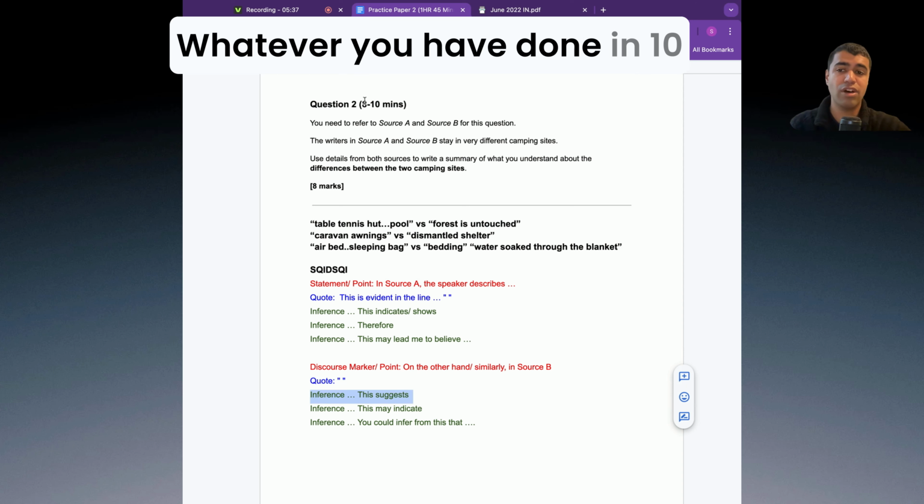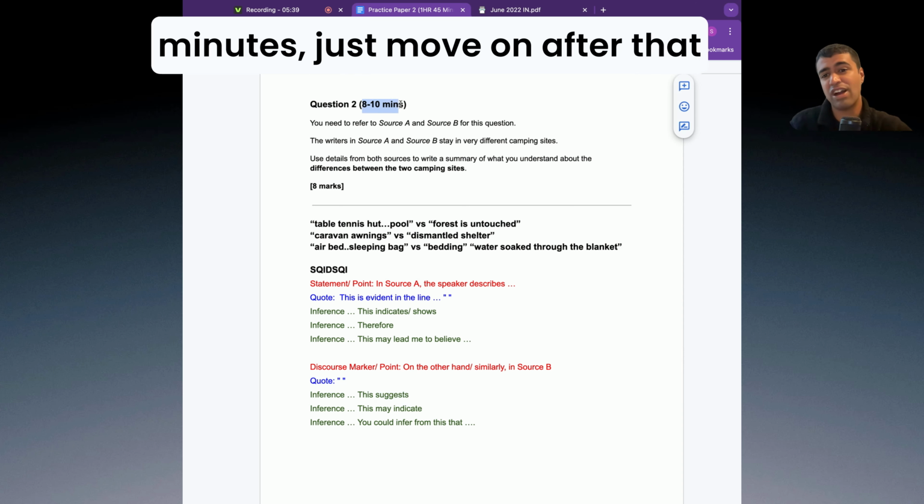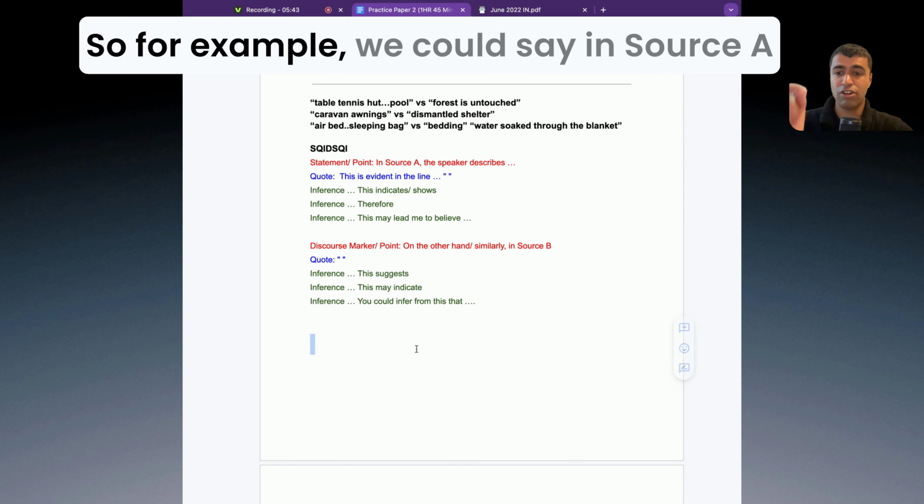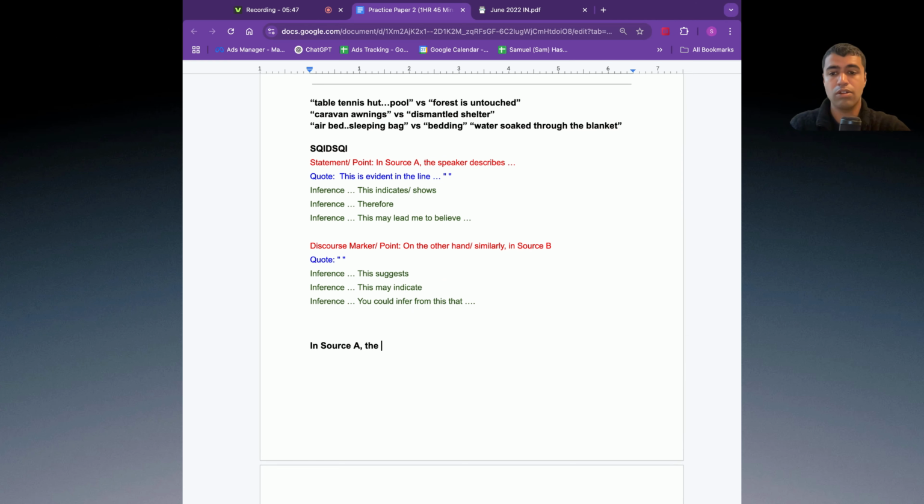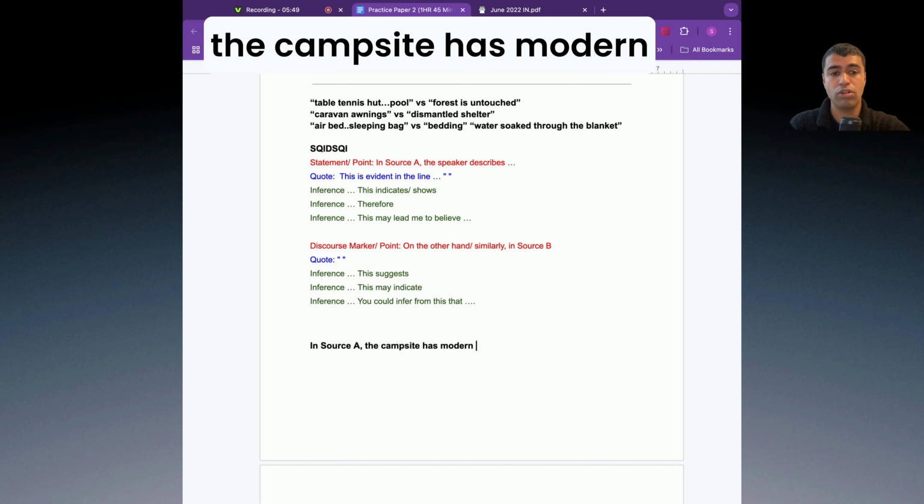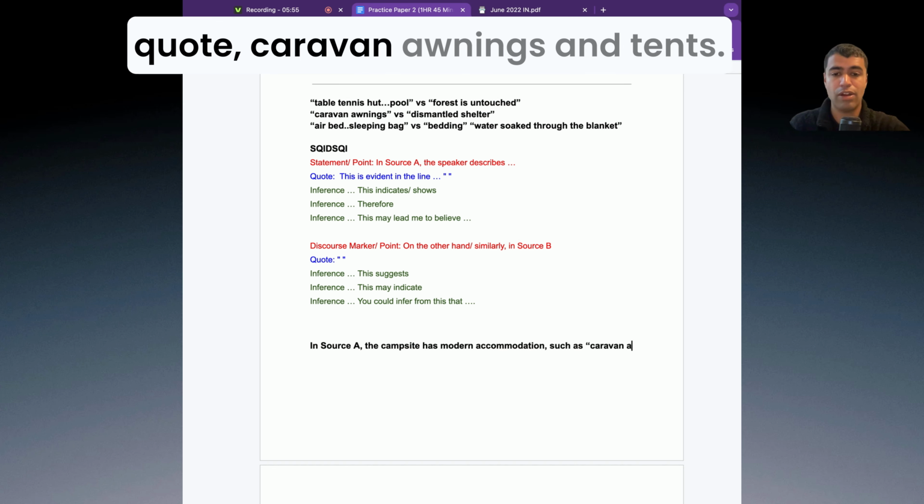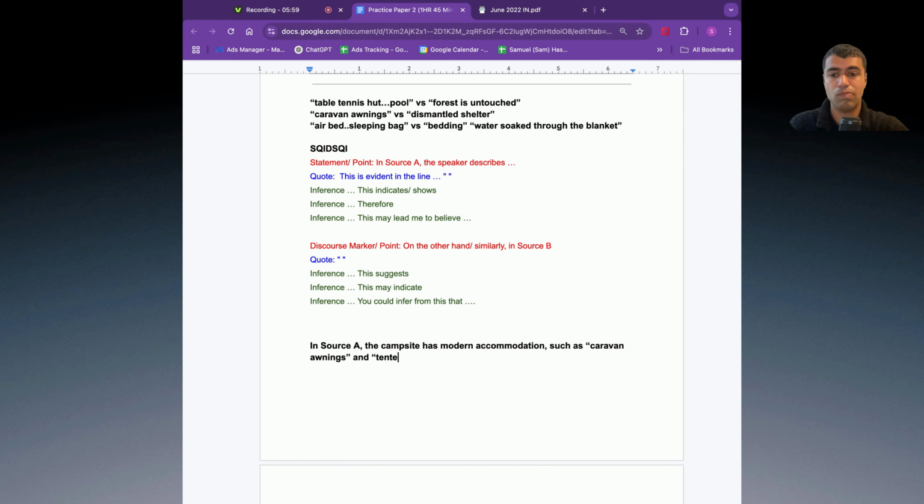Whatever you have done in 10 minutes, just move on after that because it's only 8 marks. But see how much you can do there. So, for example, we could say in source A, the campsite has modern accommodation, such as, and I'm giving my quote, caravan awnings and tents.